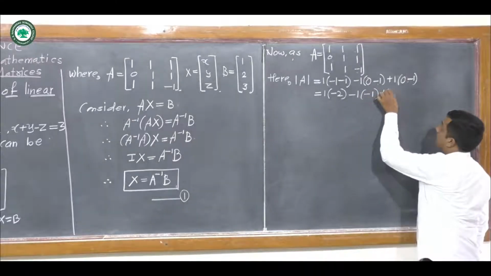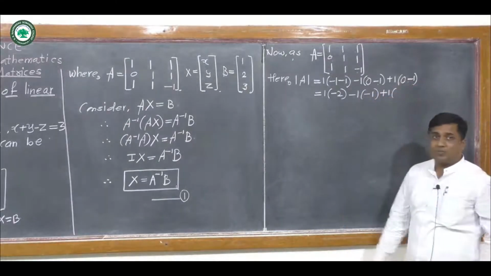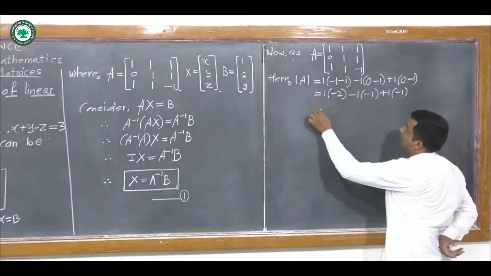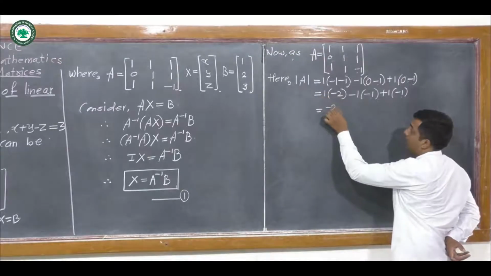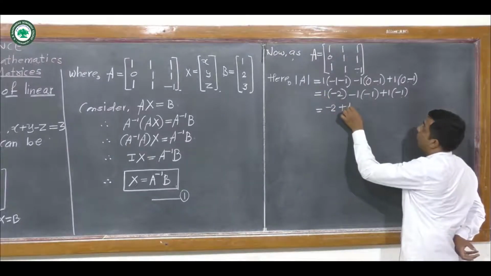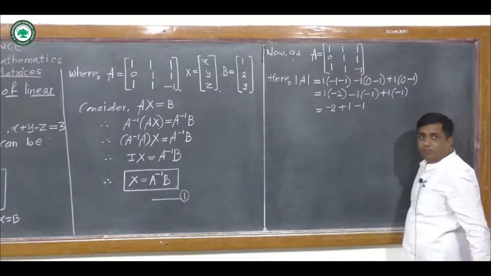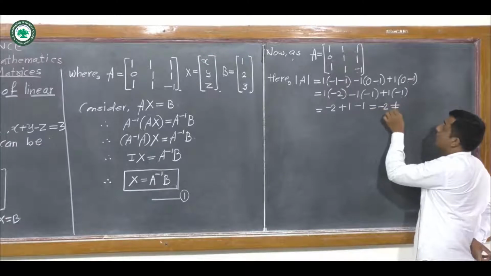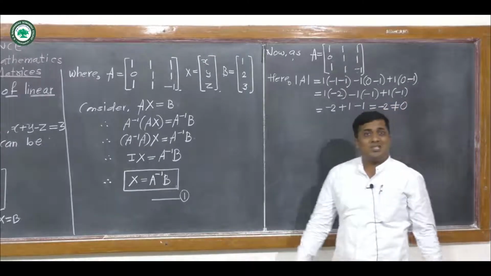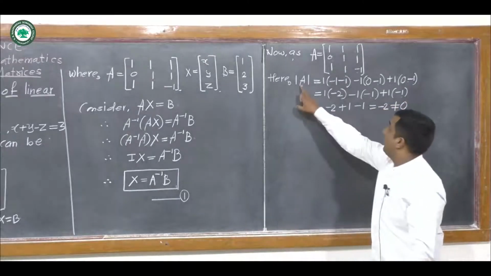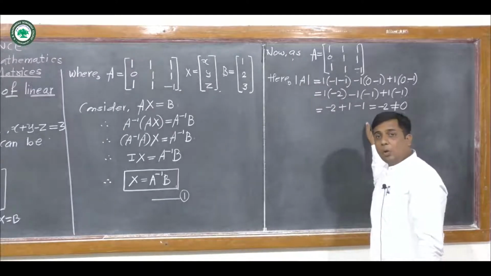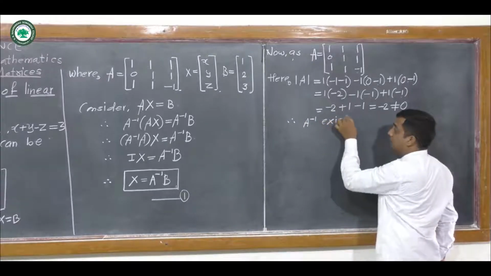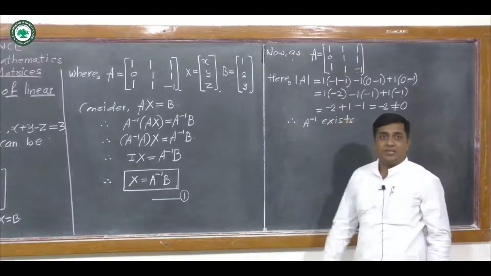Next, plus 1 into, again we know 0 into minus 1 is minus 1. Now this is equal to 1 into minus 2 is minus 2, then plus 1, then minus 1. And lastly we get minus 2, and we know this minus 2 is not equal to 0. If determinant of A is not equal to 0, then we say the inverse of the given matrix exists.